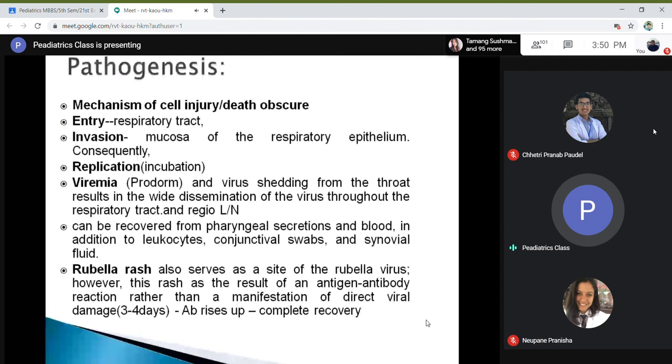The virus can be recovered from pharyngeal secretions, blood, leukocytes, conjunctival swabs, urine and synovial fluids. Rubella rashes serve as a site of the rubella virus. However, this rash is a result of an antigen-antibody reaction rather than a direct viral damage. As the antibody rises, as I showed in the graph in the previous slide on measles, your recovery starts.